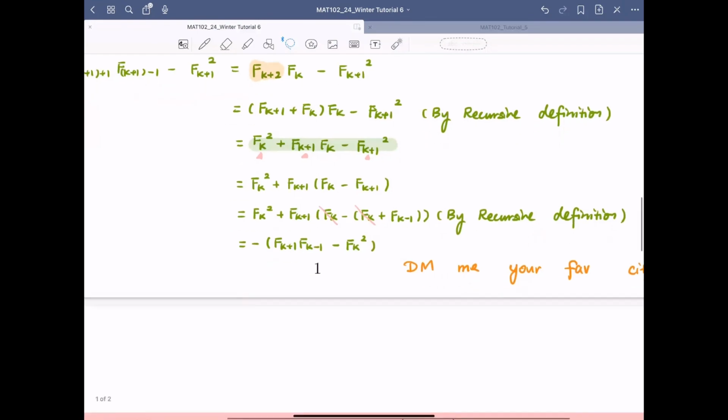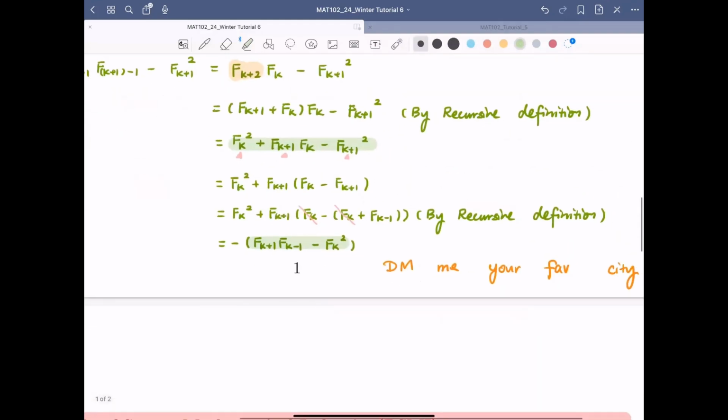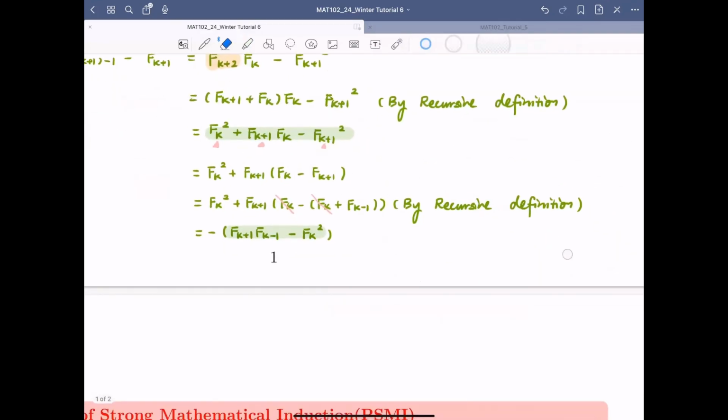Okay, and this is exactly what I need because, well, that's my IH. So let's use my IH. This is basically negative of negative 1 to the power of k by IH, which equals to negative 1 to the power of k plus 1 as required. So we're done with it.